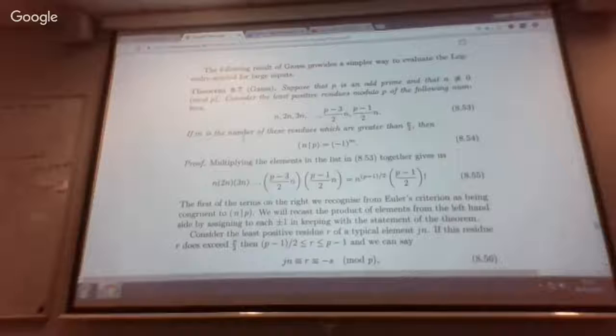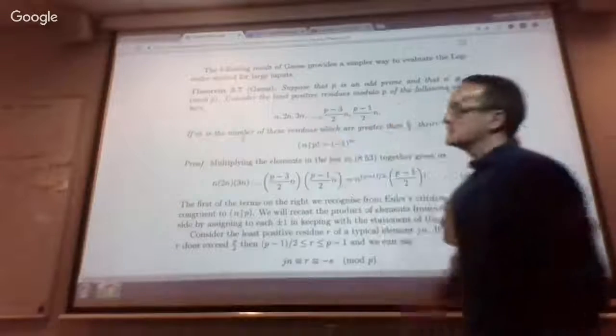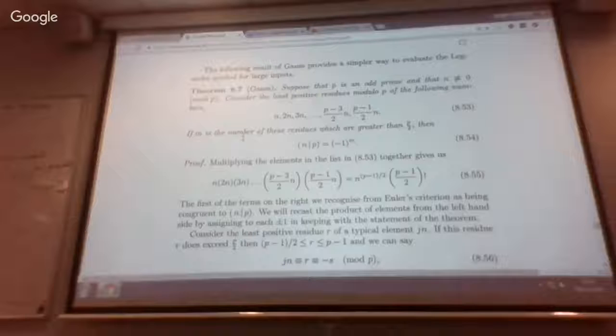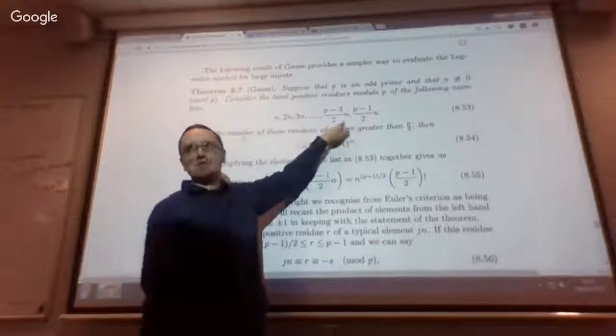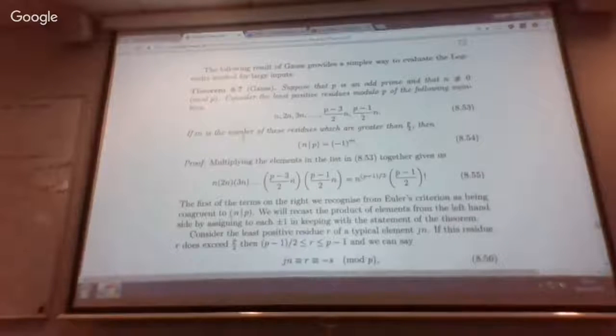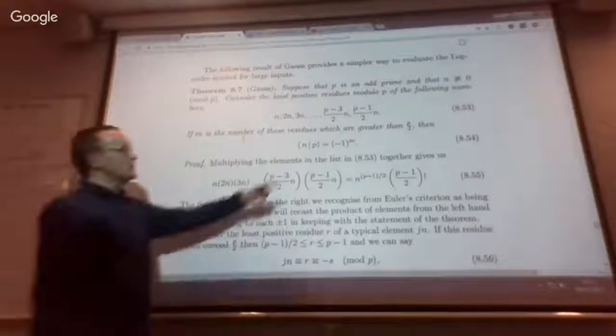So what Gauss's theorem says is that when you look at all the multiples of n modulo p, and you count how many of them land in here. We look at every multiple of n all the way up as far as p minus 1 over 2, so we're only looking at p minus 1 over 2 multiples. We take all these numbers and multiply them by n. Sometimes they'll land in the second half of congruence classes, sometimes they'll land in the first.